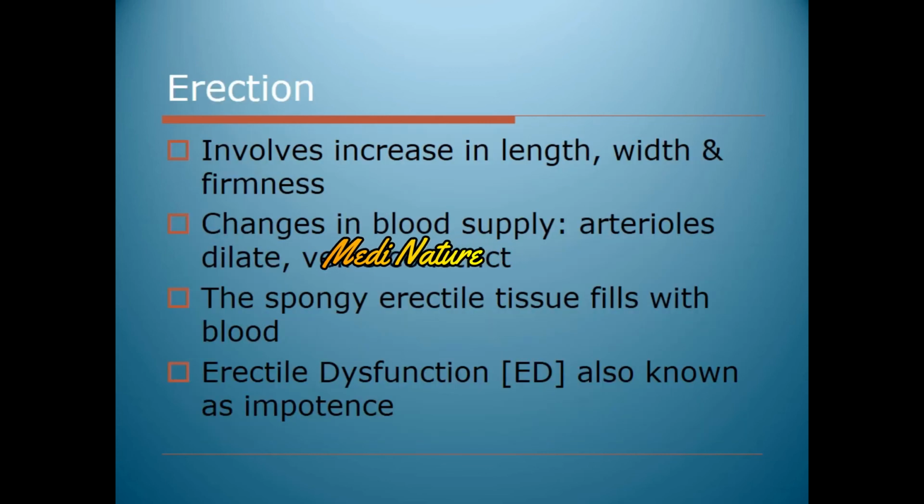Erection of the penis involves an increase in length, width, and firmness of the penis. It occurs due to changes in blood supply. Arterioles become dilated while the veins become constricted. Therefore, the spongy erectile tissue fills with blood and it increases in length, width, and firmness. Clinically, erectile dysfunction is also known as impotence.